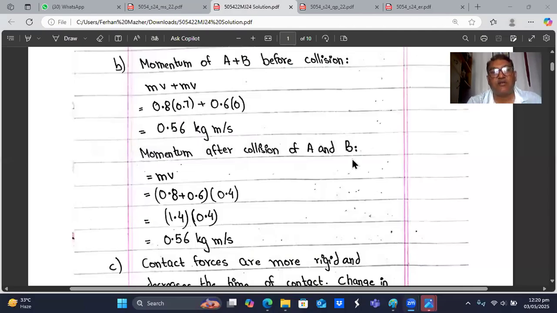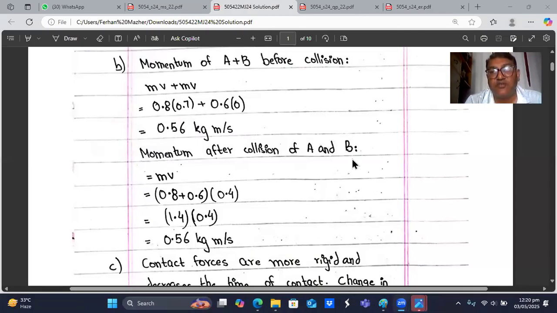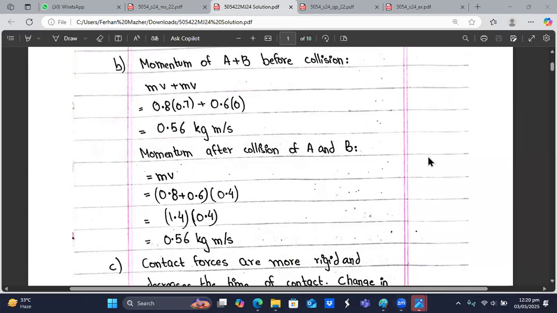And you can see here that the momentum before the collision is 0.56 kg meter per second, and the momentum after the collision is also 0.56 kg meter per second.